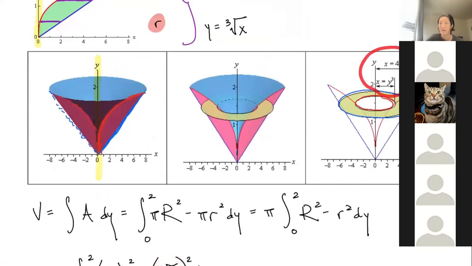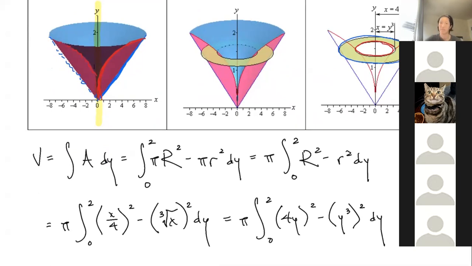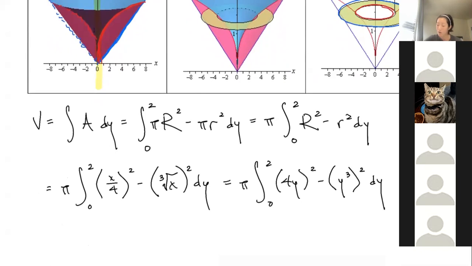Look at what they did. They isolated x in both of those. So instead of y equals x over 4, they put x equals 4y. And instead of y equals cube root of x, they put x equals y cubed. So if we use those functions instead, or those names, then we'll get this minus this. Now we've got everything with y.